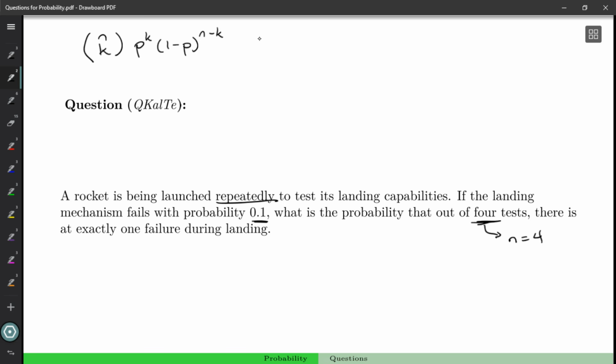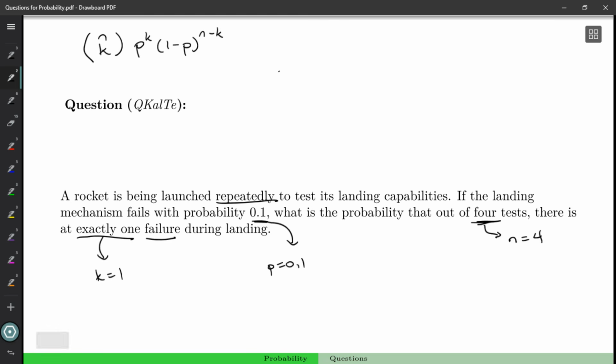Now, p is the probability of what we're interested in counting. What do we want? We want exactly 1 failure. So we're counting failures. The probability of failure of the landing mechanism is 0.1. And k is the number of times you want this particular outcome. In this case, we want exactly k equals 1 failure.